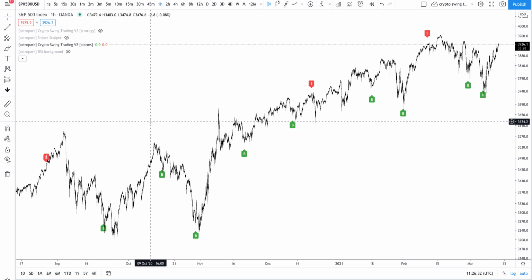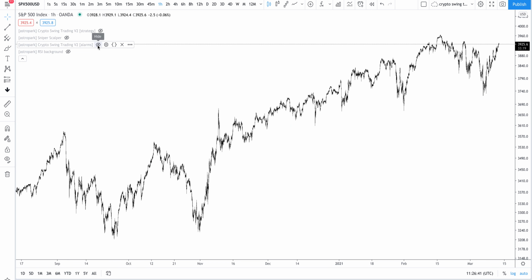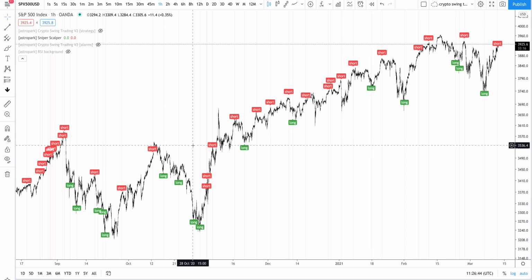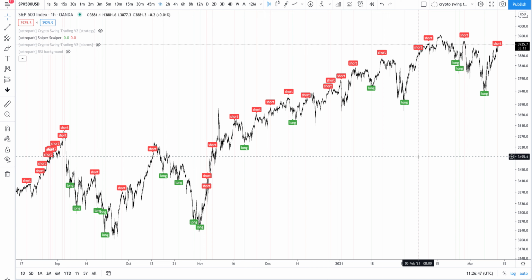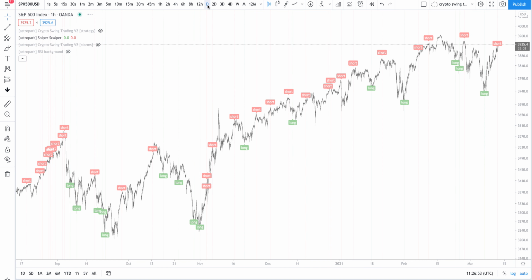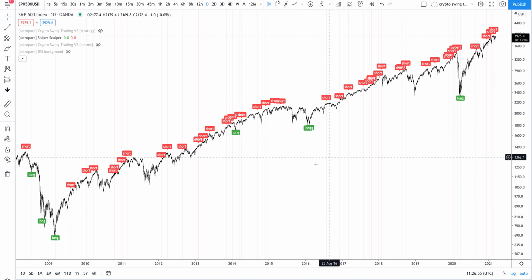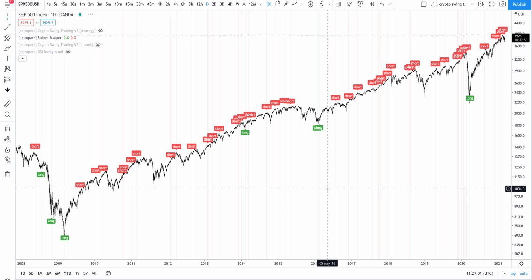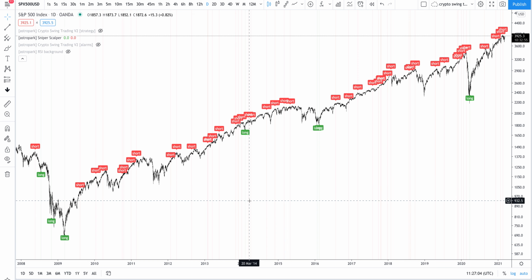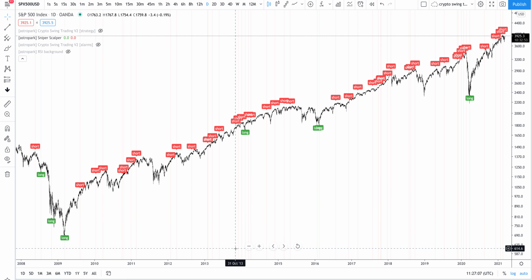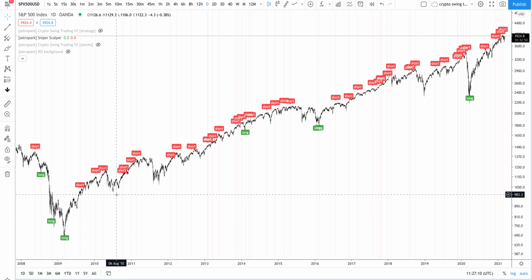Okay, now I guess it's time to discuss another indicator, the Sniper Scalper. So let's activate it. Oh, as you can see, you have really many more signals here. On every time frame you go, you will have much more signals. So again, this is another indicator, another algorithm, which tries again, but gives many more signals to find local tops and local bottoms.